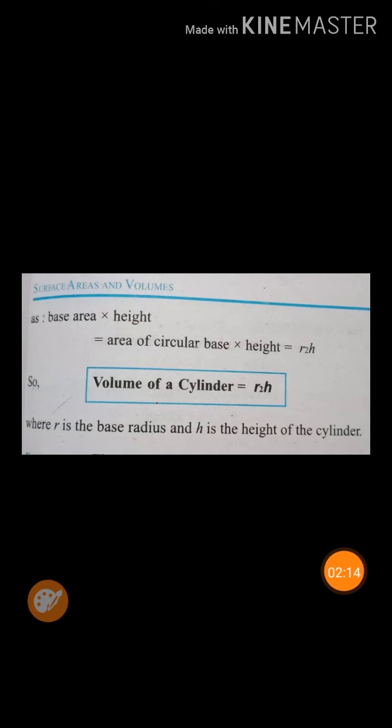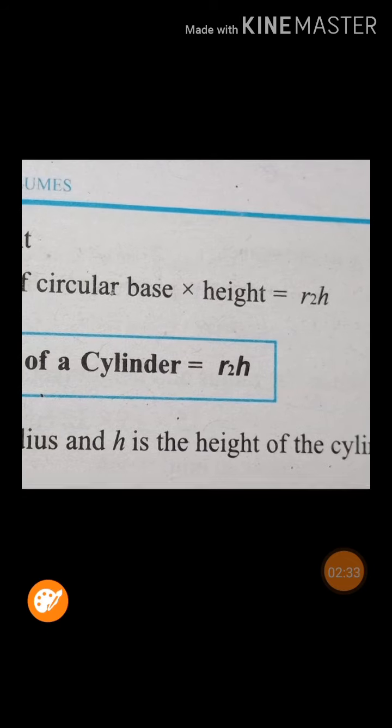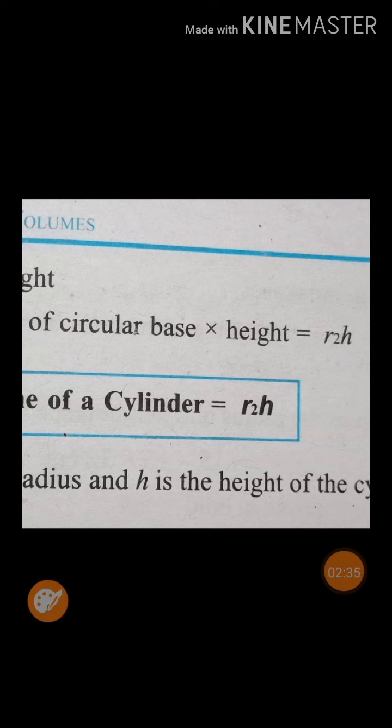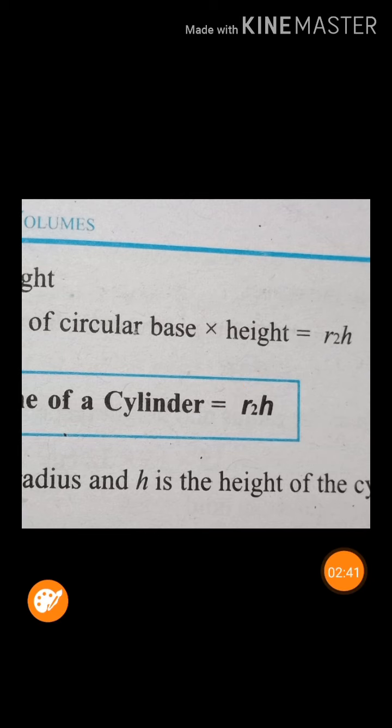You can see here it is written, volume of cylinder is area of circular base into height. Area of circular base means it is pi r square, into height. Pi is missed here. It should also be written: the volume of the cylinder is pi r square h. This is the volume of the cylinder.